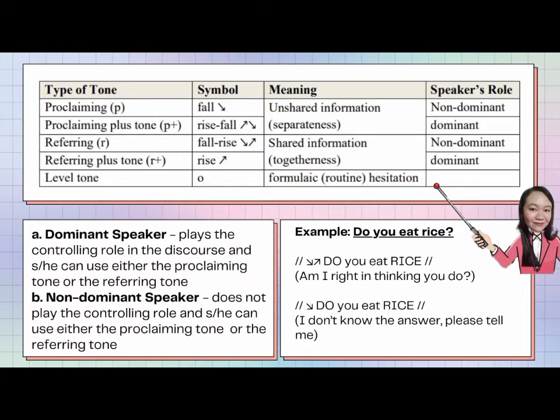For example, do you eat rice? On the first one, we use the referring tone, the fall rise tone, which states shared information. It can be thought of as, am I right in thinking that you do? Meaning to say, the information of eating rice is already known by the speaker and hearer. On the other hand, the next one uses the proclaiming or fall tone, wherein the information is not shared and therefore the answer is not known. Meaning to say, eating rice is not common knowledge between the speaker and the hearer.